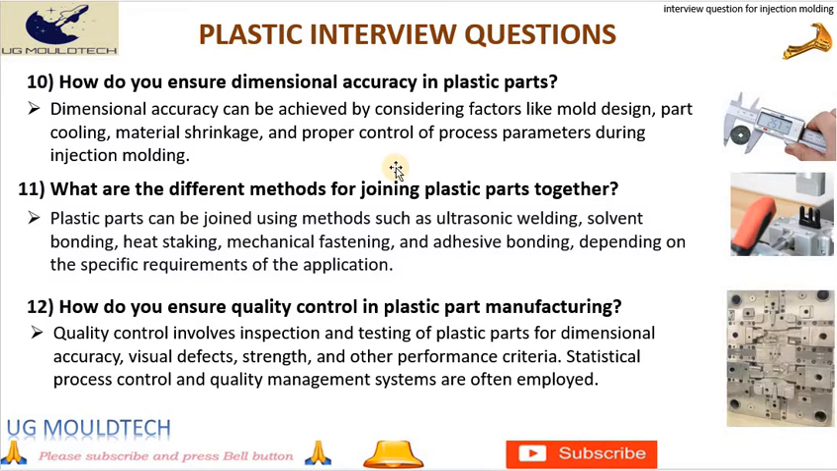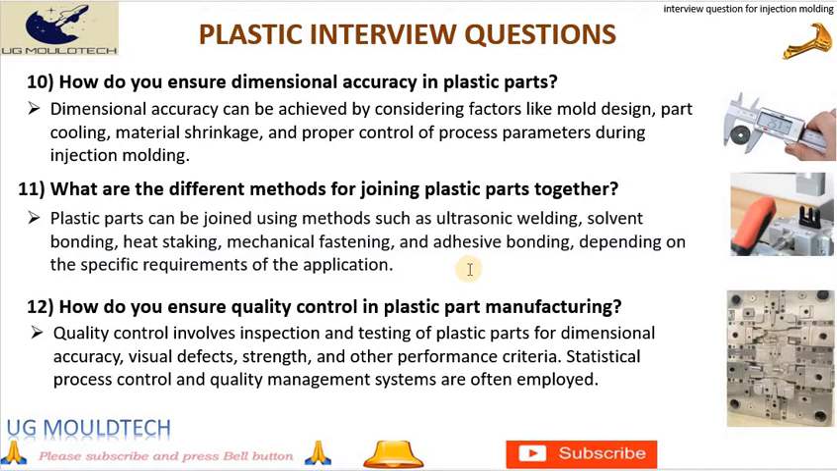Friends, next point in plastic product design interview is 11. What are the different methods for joining plastic parts together? Plastic parts can be joined using methods such as ultrasonic welding, solvent bonding, heat staking, mechanical fastening, and adhesive bonding, depending on the specific requirements of the application.